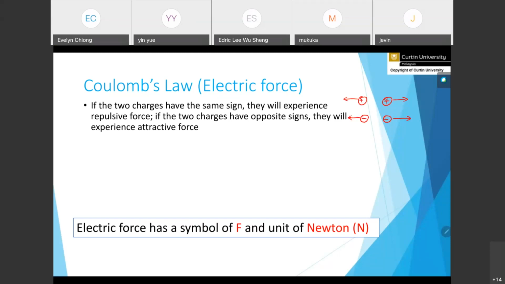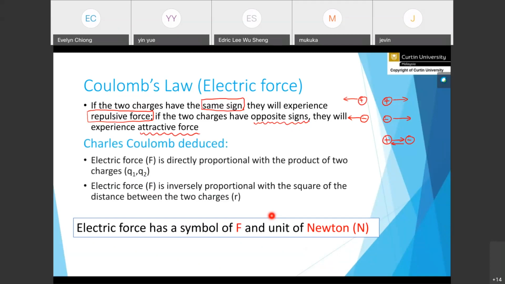So if you have the same sign, you will experience repulsive force. But if the two charges have opposite signs, then they will experience attractive force. For example, you have one positive and one negative, and they will be attracted to each other. Positive will be attracted to negative, negative will be attracted to positive. So Charles Coulomb found out electric force, this one here.